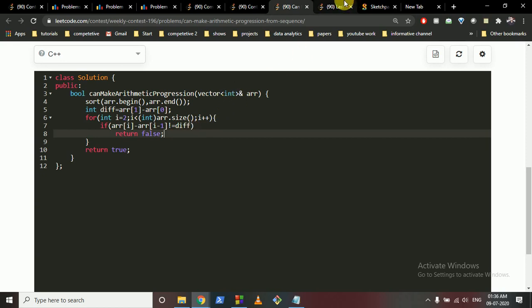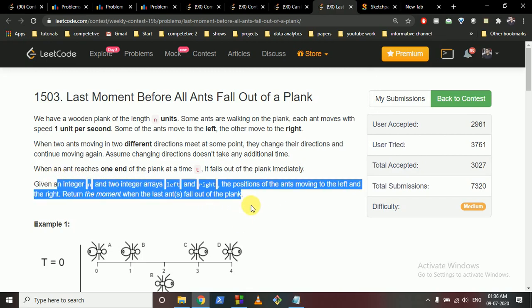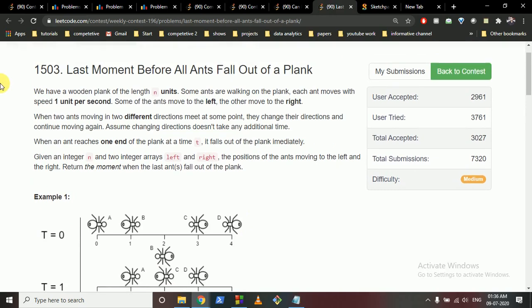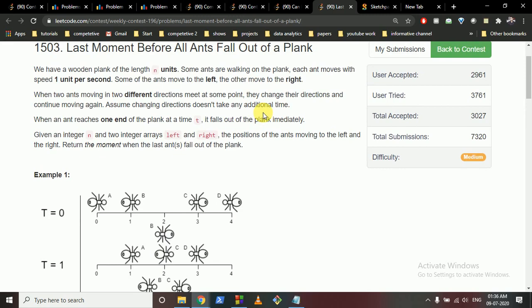It's pretty simple. Let's move on to the second question. This question is something like a puzzle. You have a wooden plank of n units and there are some ants on this wooden plank. They are either moving left or moving right. When two ants moving in different directions meet at some point, they change their direction and continue moving. So let's assume there are two ants, one moving left and one moving right, and when they coincide, they change their direction and move apart.